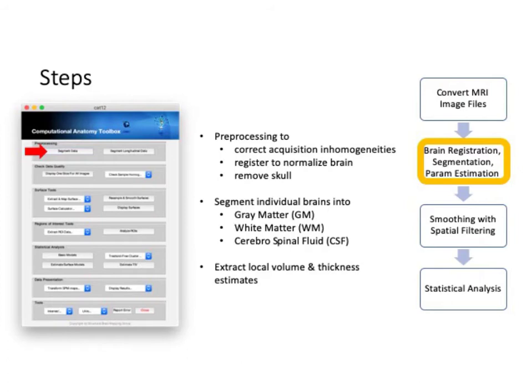The last step is actually to remove the skull tissue to retain only the soft tissue of the brain. Subsequently, the software attempts to label each individual soft tissue voxel as either belonging to gray matter, white matter, or cerebrospinal fluid, which are also the ventricles. And once the gray-white matter delineation is performed, the software will proceed to estimate the local volume and thickness of each individual voxel according to the normalized template brain.